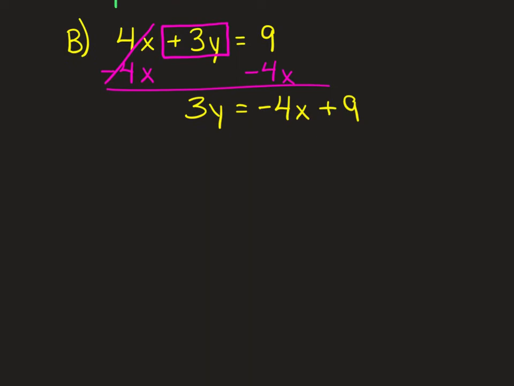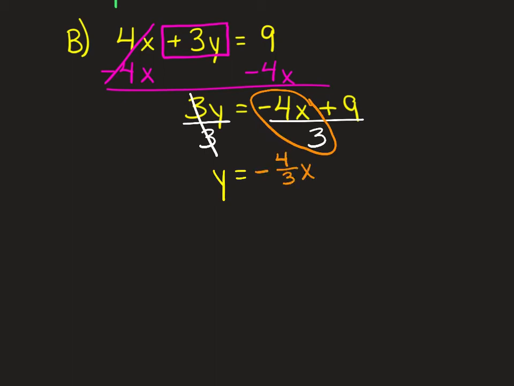Now we're still trying to get this in slope-intercept form, so we need to get rid of this 3 in front of y. So to undo multiplying by 3, we're going to divide both sides of this equation by 3. On the left side, those 3's will cancel. So when we divide everything by 3, on the left side we get y, and on the right side, negative 4x divided by 3 would just be the fraction negative 4/3 x. Positive 9 divided by 3 is just positive 3.